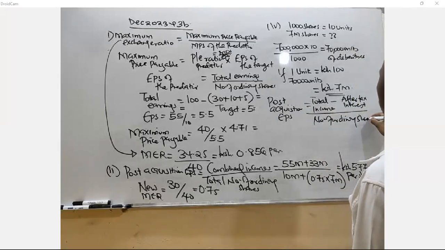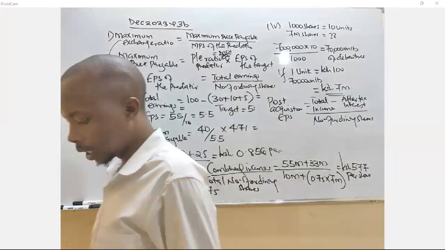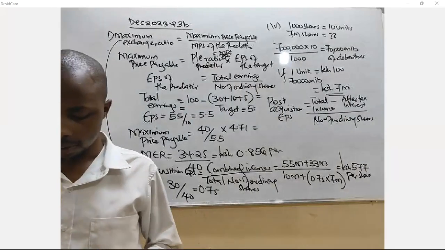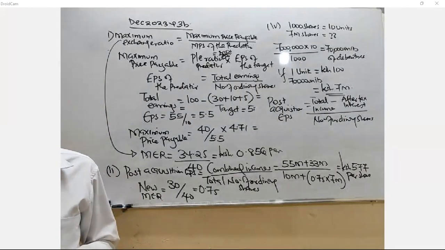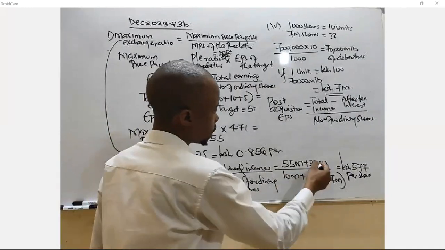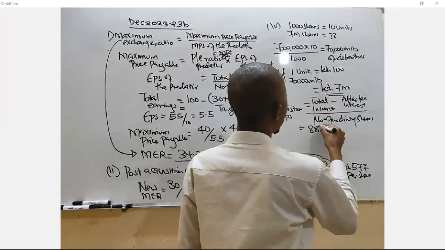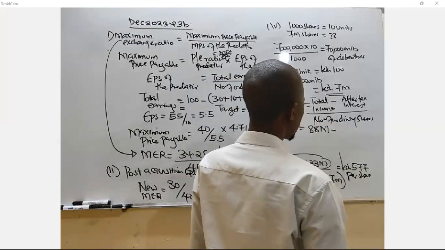The number of ordinary shares. Now, what is your total income here? When you look at the total income, your total income is 88, as you can see here. It should be 88 million after tax.